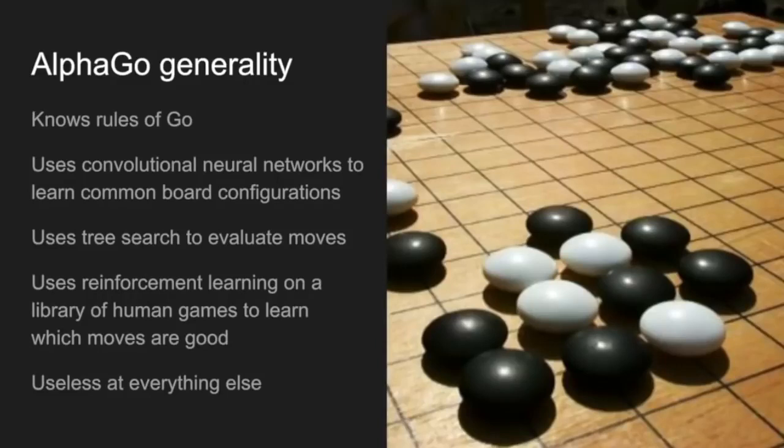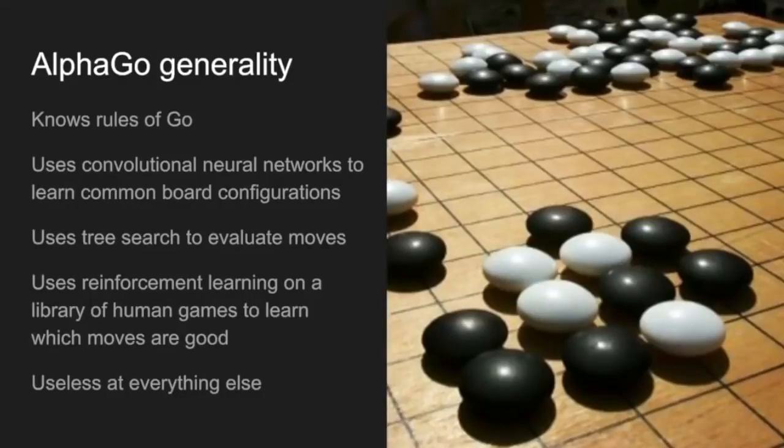Now, as we mentioned, the program understands the rules of Go, or knows the rules of Go, and uses the tree search to evaluate moves. Because there are so many possible board configurations, however, it can't memorize them all, so it uses convolutional neural networks to learn common configurations, and most importantly, it can see patterns that are not exactly repeated but are similar to things it has seen before. This is an important innovation, and we'll come back to convolutional neural networks in a few minutes.